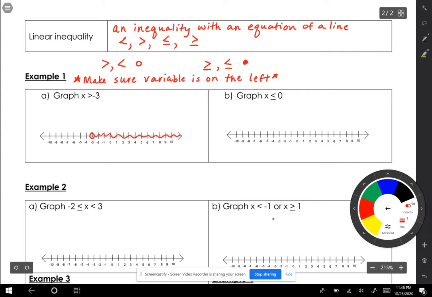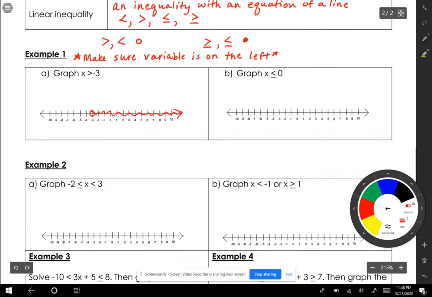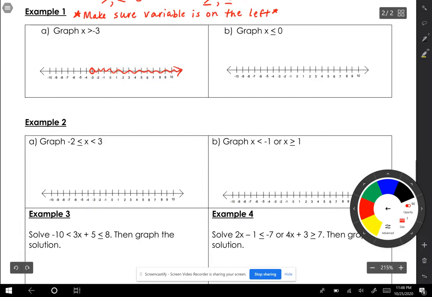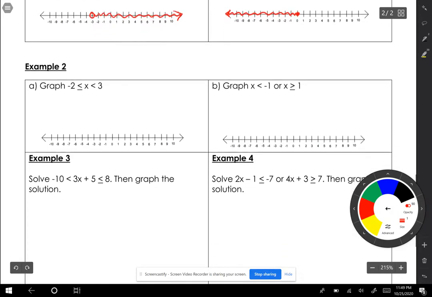So there's your graph. For B, notice x is on the left side. This time it's less than or equal to. So find 0 on the number line and put a closed circle. And notice the arrow is pointing to the left. Just draw a line, making an arrow to help you. And we're done.